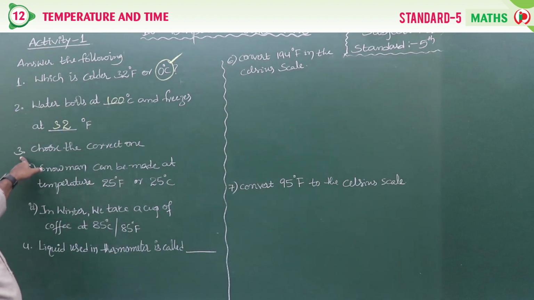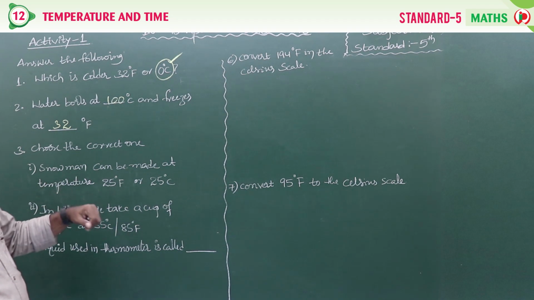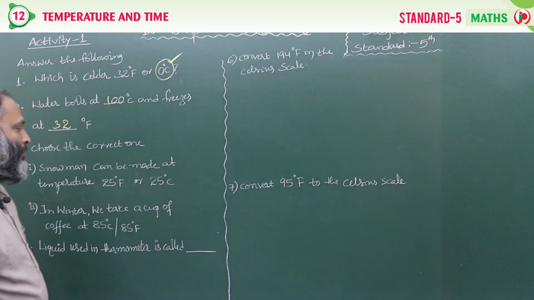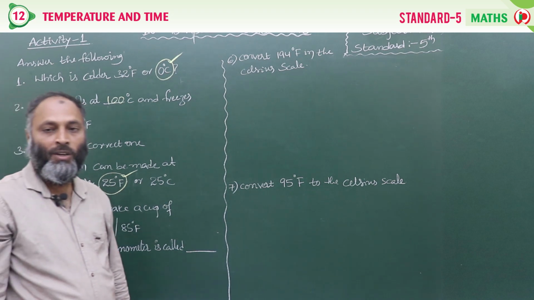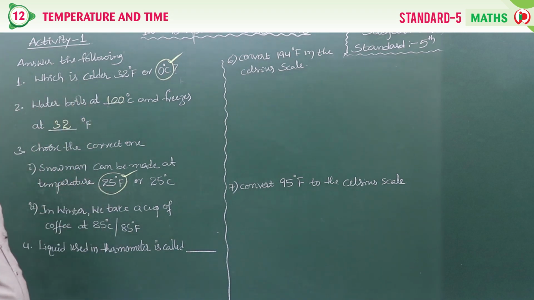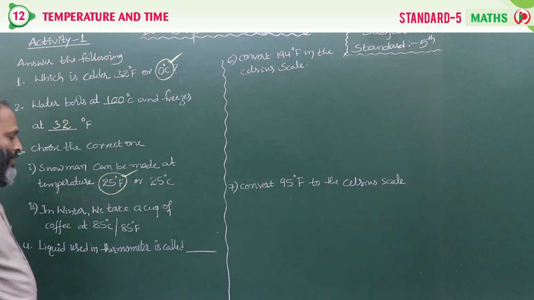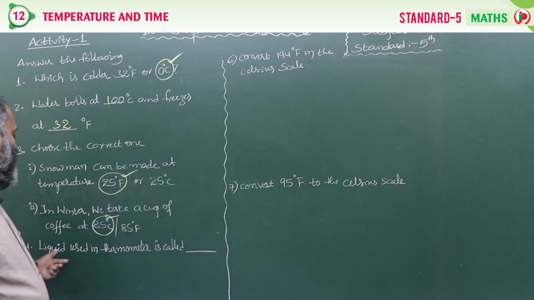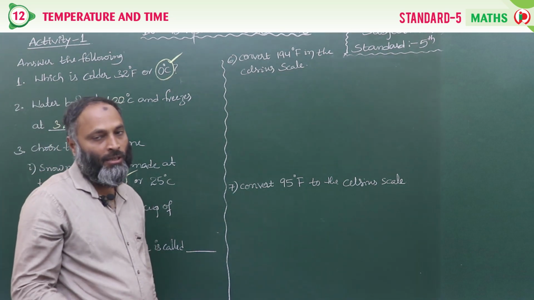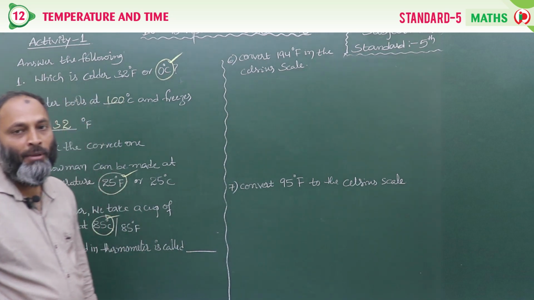Now, in the third question, choose the correct answers. Any one answer we have to choose. A snowman can be made at a temperature. Snow means low temperature, so 25 degrees Fahrenheit. So this is the temperature at which a snowman is made. In winter, we take a cup of tea, hot coffee or hot tea, so that is hot, meaning 85 degrees Celsius. The liquid used in thermometers is called mercury.